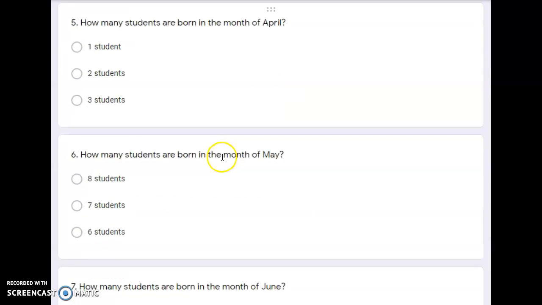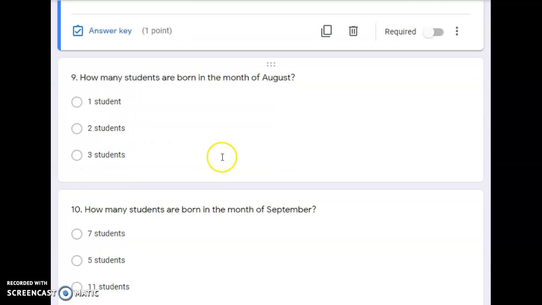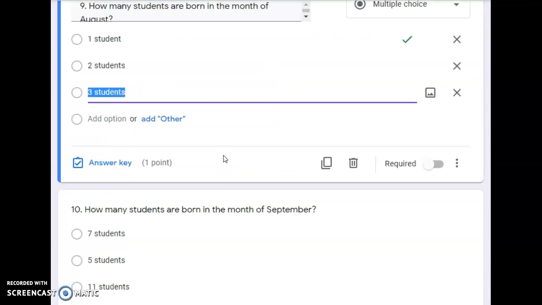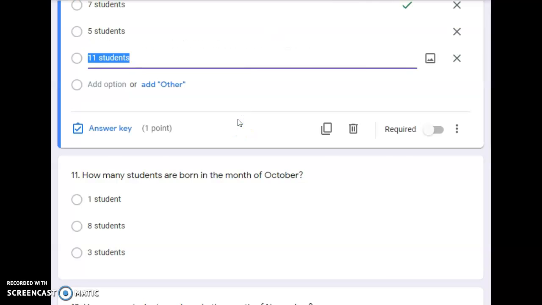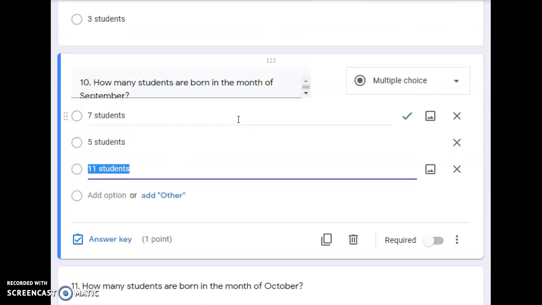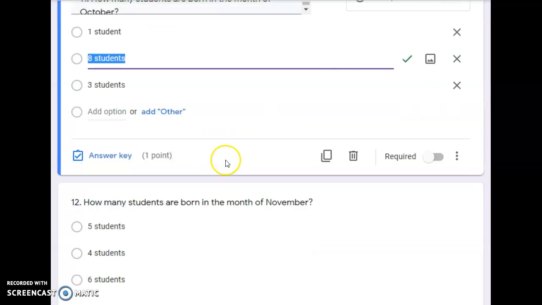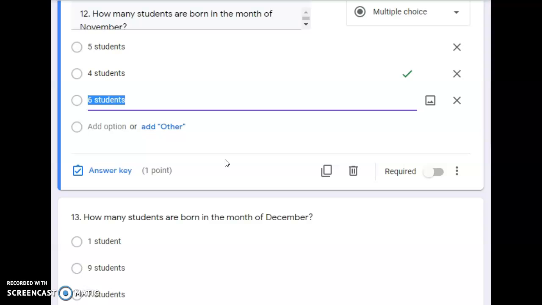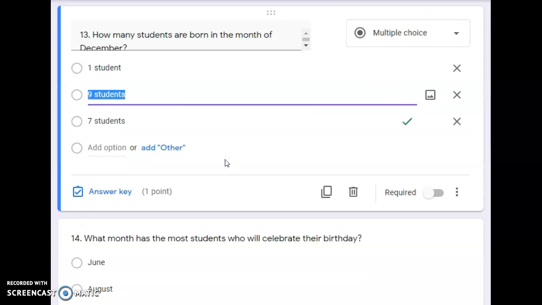Okay, so let's see. What question are we now? So here, how many students in August? There is 1. How many students in September? There are 7. Students born in October? There are 8. Students born of November? There are 4. December, how many? There are 7.